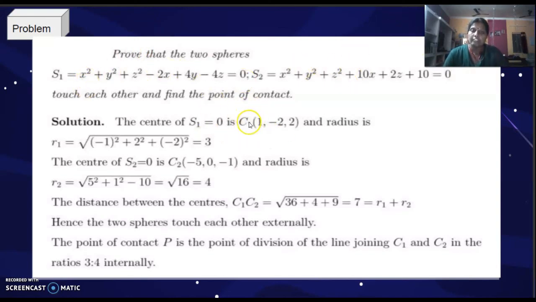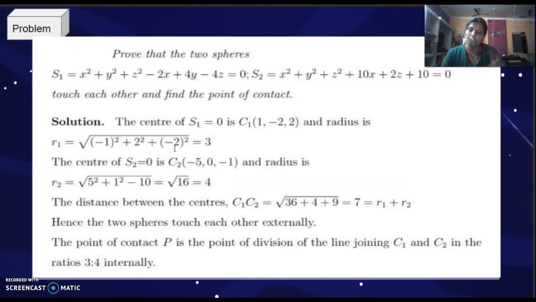The center of the first sphere, by applying the formula (minus u, minus v, minus w), is C1 (1, -2, -2). The second is C2 (-5, 0, -1), the center of the second sphere. We apply the formula for the radius, square root of u square plus v square plus w square minus d, and we get the radius of the first sphere r1 as 3 and the radius of the second sphere r2 equal to 4. Now we have found the centers and radii of the two spheres.